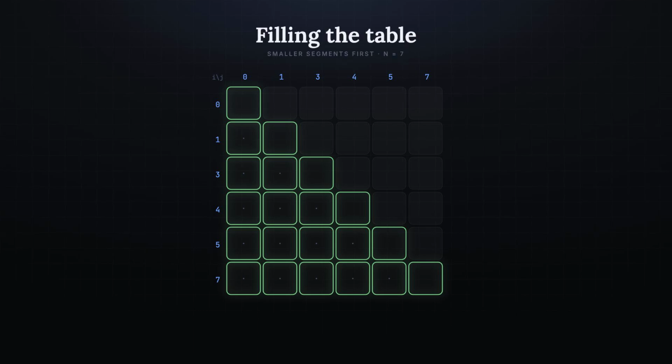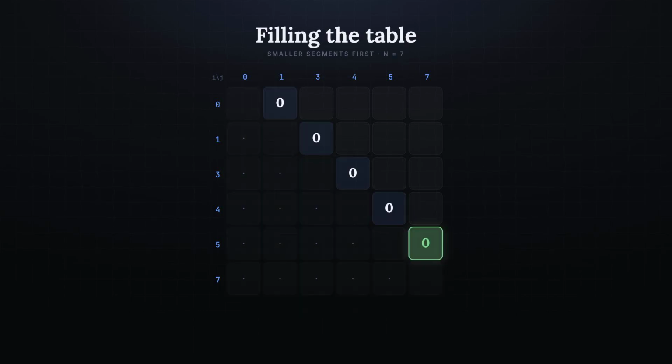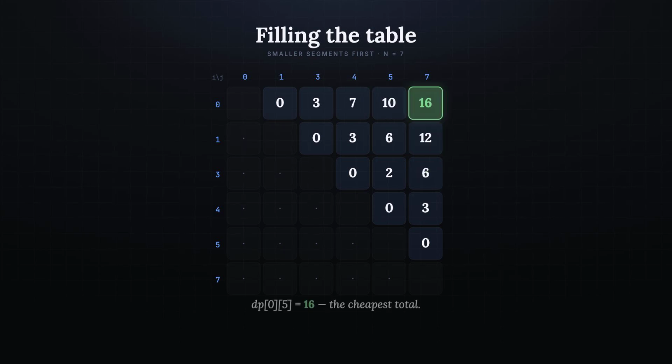Let us trace it on our example. Adjacent boundaries cost 0. Then we build up longer segments, each combining smaller solved pieces plus its own length. The optimal total for length 7 turns out to be 16.